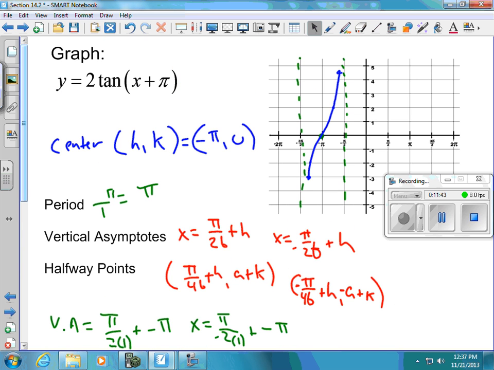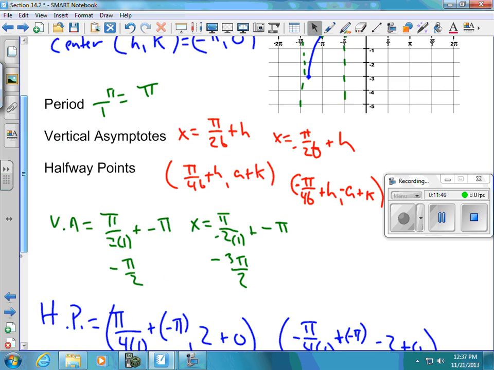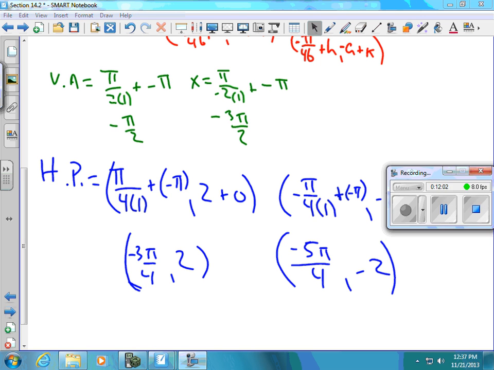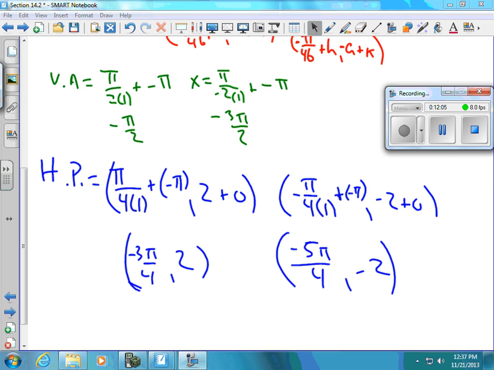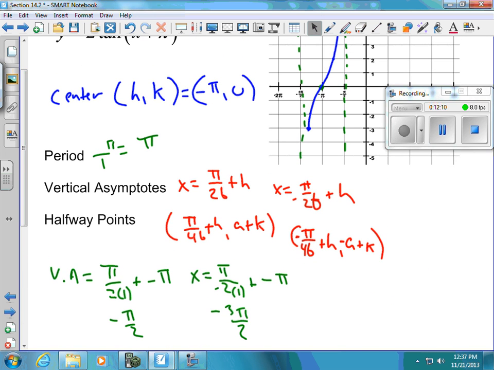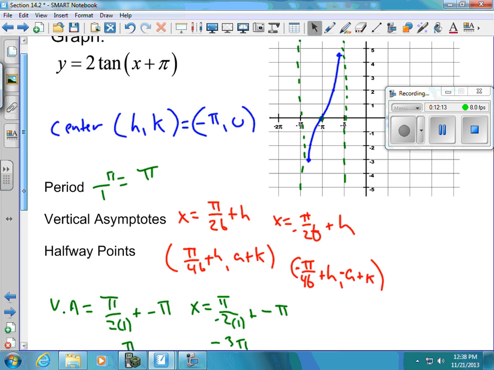On my graph, you can see I put the asymptote lines there. Also, halfway points: pi over 4 times 1 plus a negative pi, comma, our a is 2, so 2 plus 0, we don't go up, so that simplifies to negative 3 pi over 4, 2. Over here, we're going to get the same thing. Negative pi over 4 plus negative pi is negative 5 pi over 4, and negative 2. Those are our halfway points. I plotted those points on both sides. Hard to see, but I did. Right here, 5 pi over 4, negative 2, and negative 3 pi over 4, 2 right here. So that's how you can graph these translations on the tangent function as well.